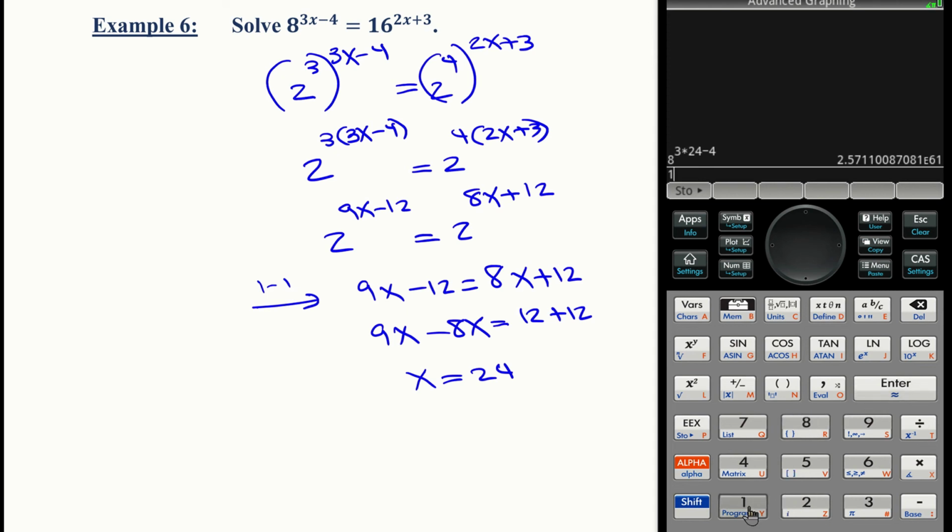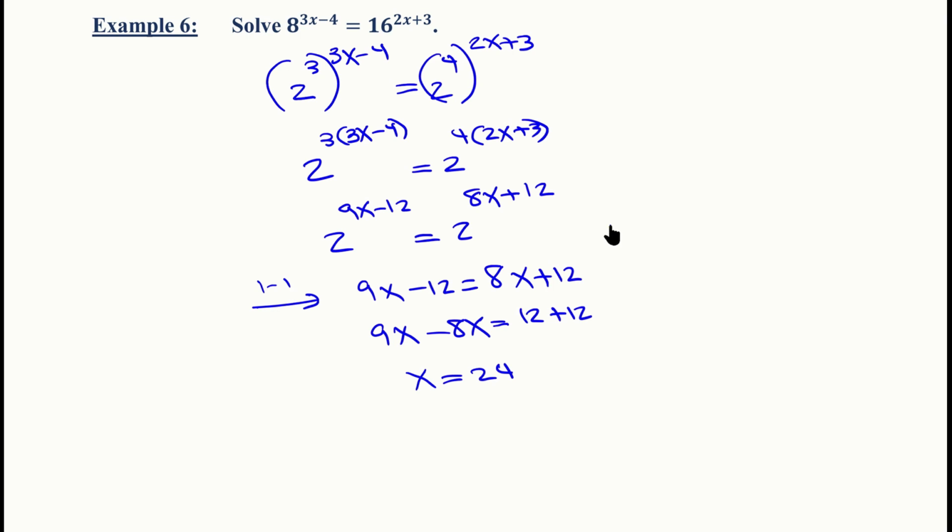And now we're going to evaluate the right side, which is 16 to the power of, okay, we need to do the power. So to the power of 2 times 24 plus 3. And we hit enter and hope that we get the same thing. Of course we did, so we're good to go on that one. All right, so now we're going to write our solution set, which is going to contain 24.